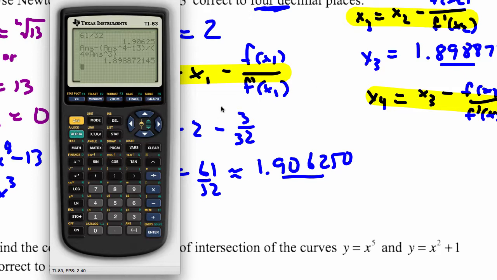So if you want, in this calculator anyway, I don't even have to hit answer. I can just hit minus. And if I hit minus, it knows I mean answer minus. I'll show you. I'll hit minus. Look, answer minus. So I've already done that.